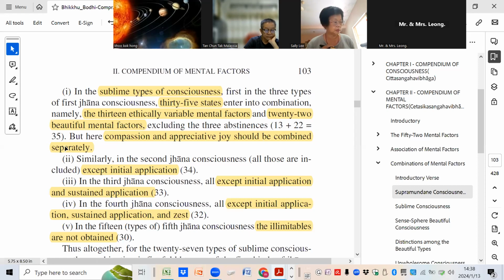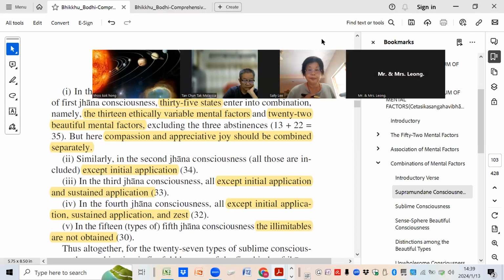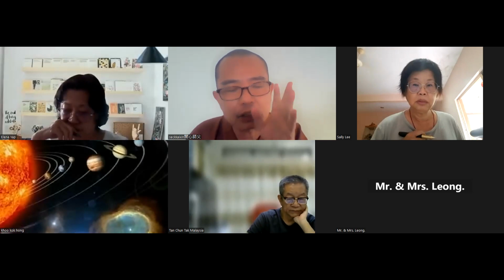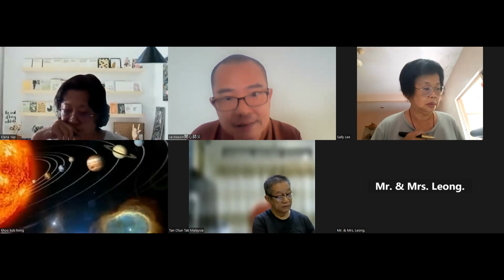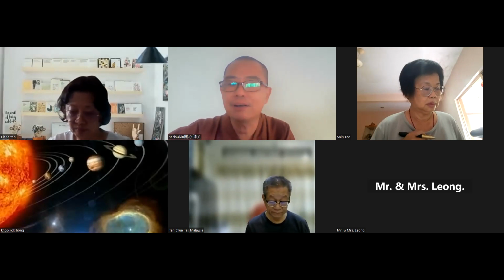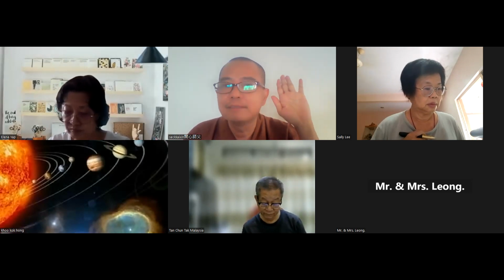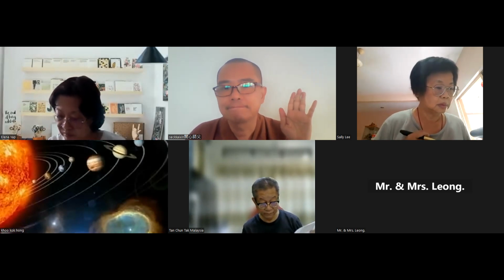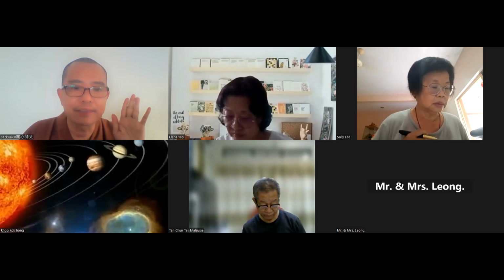35 got total. We try to find out in the first place. There will be the 13 ethically variable mental factors. So please, can you go to find out by yourself? Can you find out for me where is the 13 through the diagram we printed out? If you get it, please put up your hand. The 13 variable ethical. You have to look for the mental factor, okay?